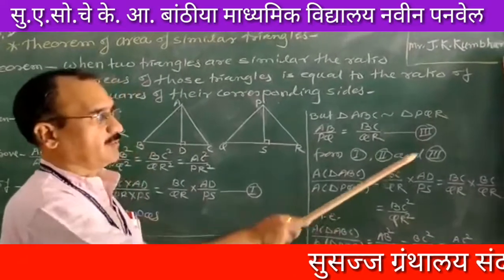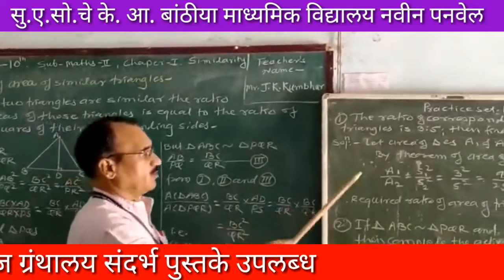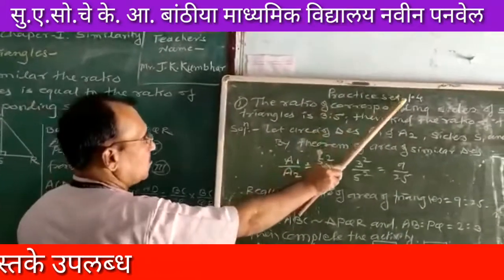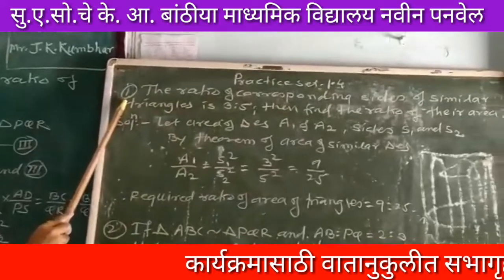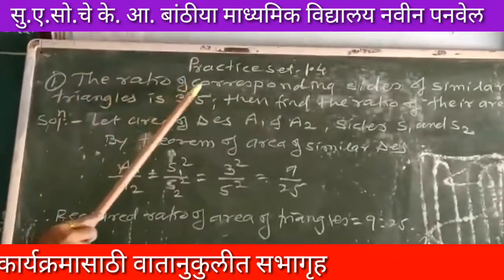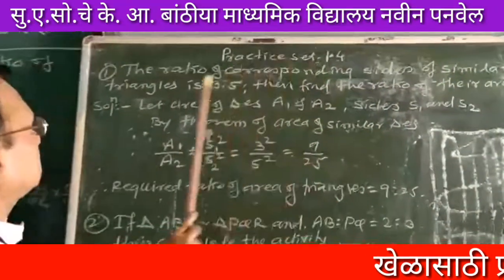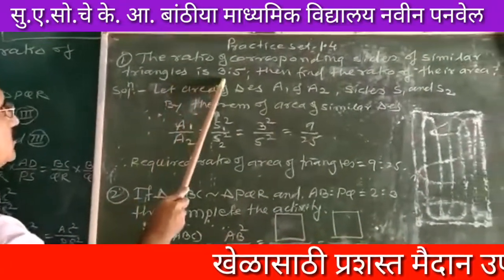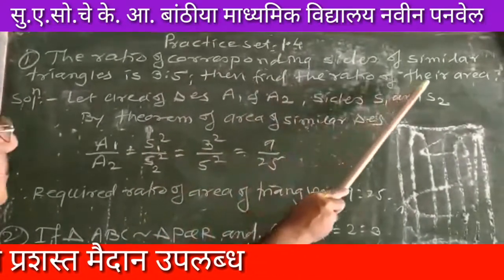Now, on the basis of this theorem, we are going to see practice set 1.4. This is the first example from our textbook. The ratio of corresponding sides of similar triangles is 3 to 5. Then find the ratio of their areas.